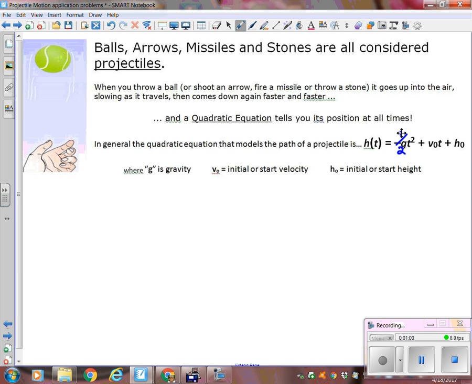All right. g is gravity. v sub 0, now that's your initial velocity. There's lots and lots of velocities, but the one that we start with, the v sub 0, is your start velocity. h sub 0 is your starting height. Okay? So you'll find those numbers from the middle, be a number at the end.